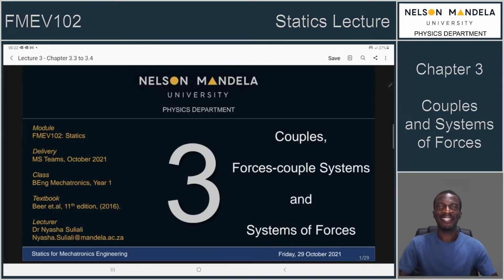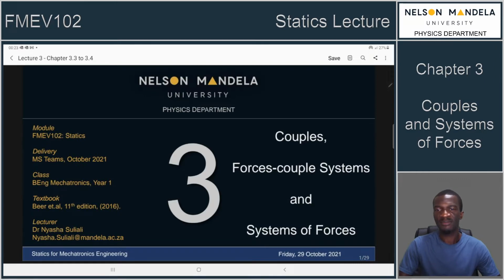Hello, I'm back again and welcome to chapters 3.3 to 3.4. What we are doing now is to investigate systems of forces. We looked at, in the first discussion, forces in 2D, forces in 3D, equilibrium in 2D, equilibrium in 3D. And then yesterday, we looked at some introduction to moments. So we looked at moments about a point, moments about an axis.